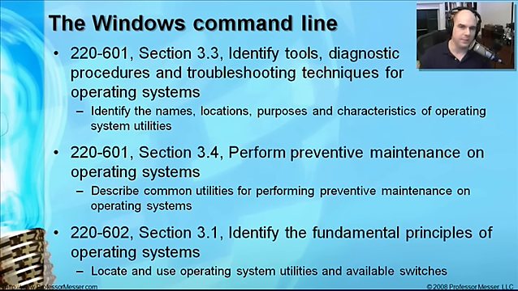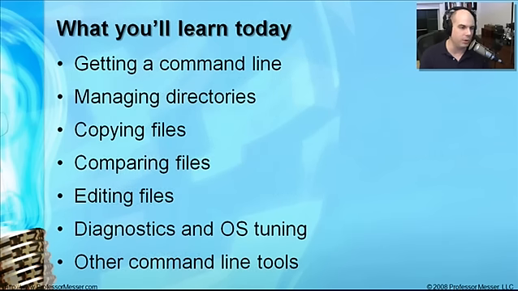I'll be your host, James Messer, through this module where we're going to discuss the requirements from CompTIA Exam 220-601, Section 3.3 and Section 3.4, and 220-602, Section 3.1. We're really getting down to details inside of the operating system, how to run different utilities, and really getting down to the command line level to run those. A number of the utilities that you have access to can only be used at the command line, so it's useful to know what those are.